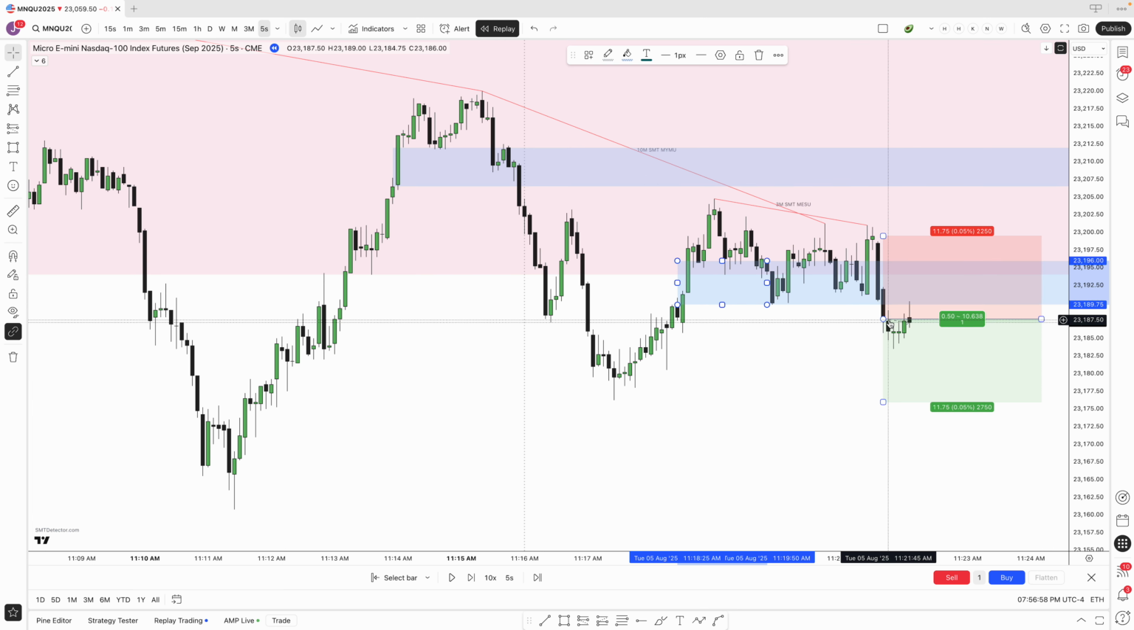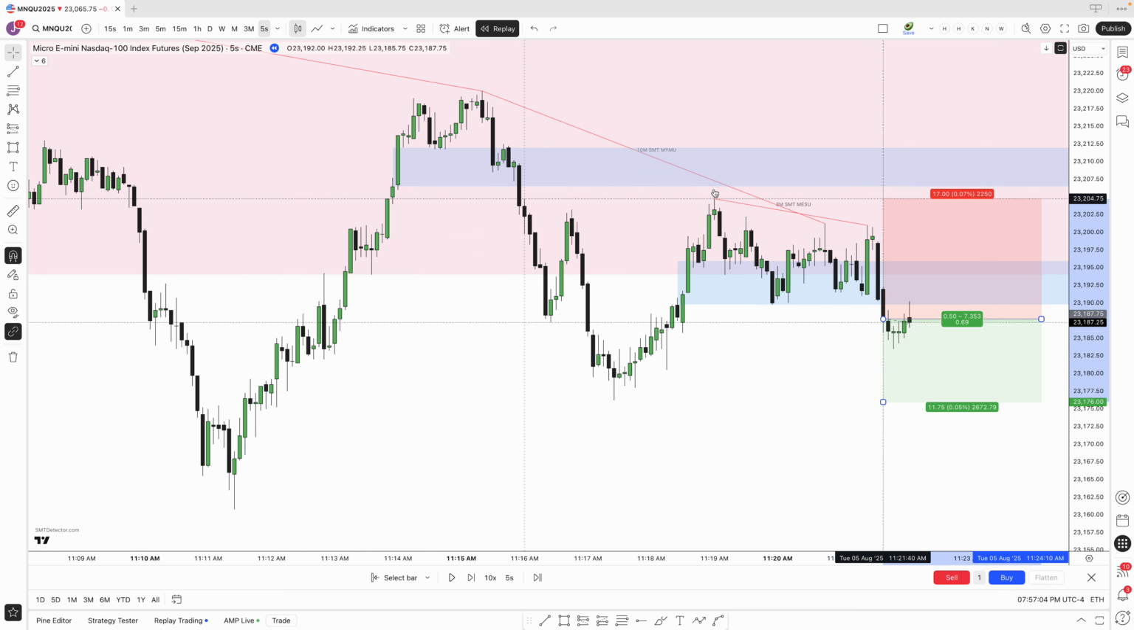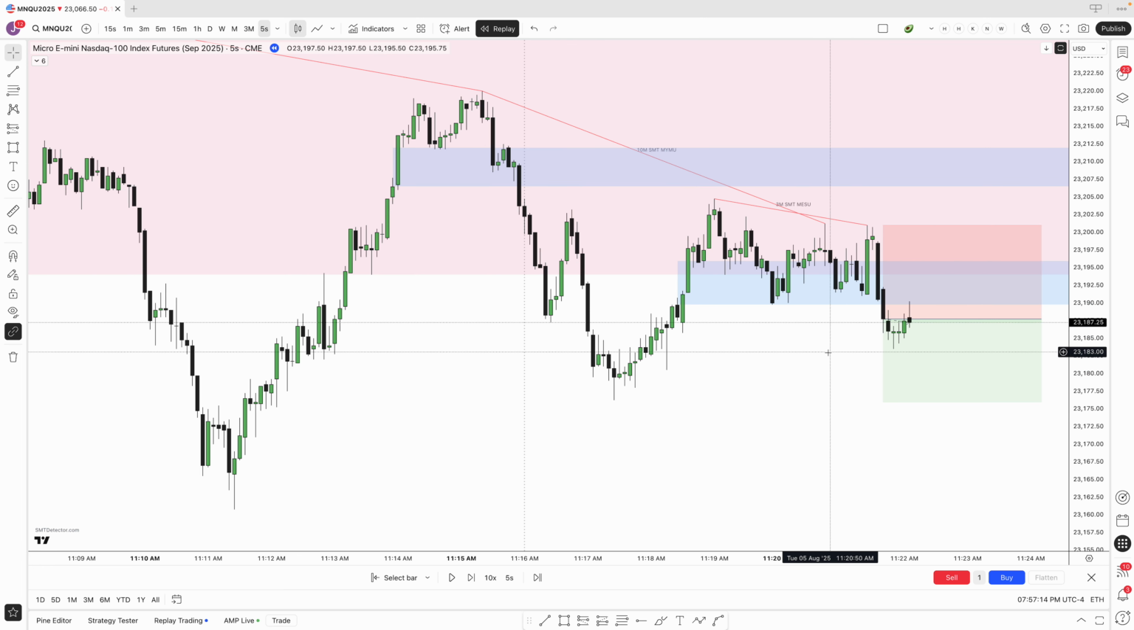I got short on this candle, I believe. I'll show you the executions, but I got short there, stop above the high. I think I actually put the stop above this high because there was SMT sub 3 minute on these highs here relative to ES.